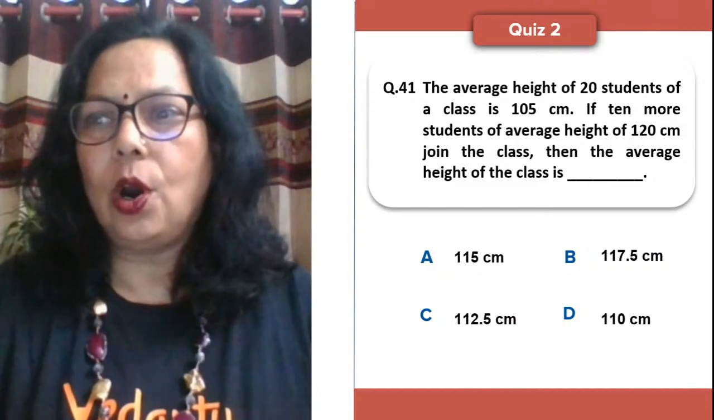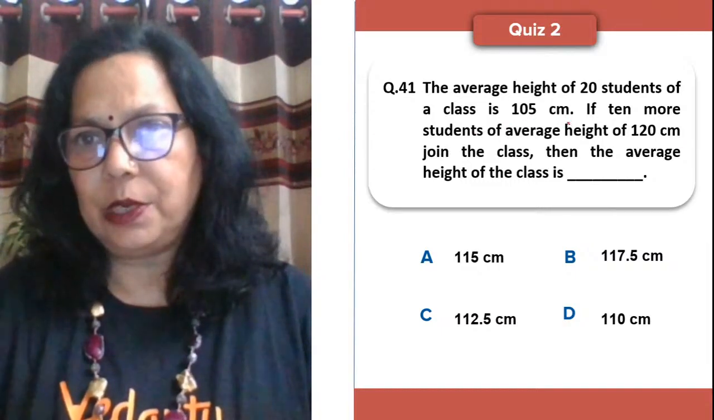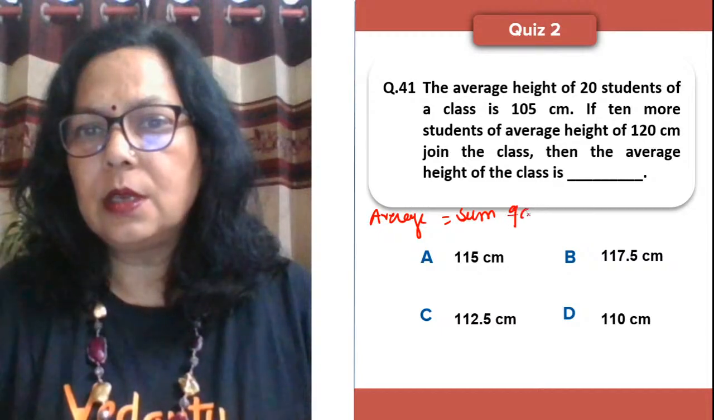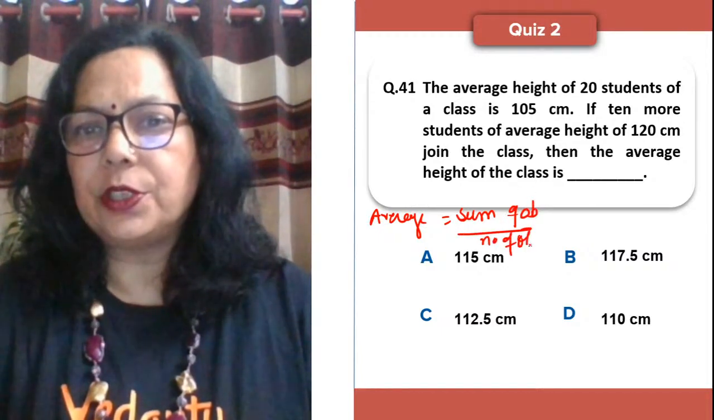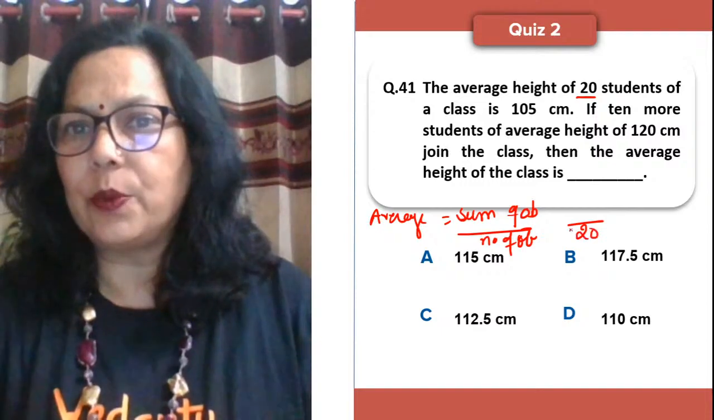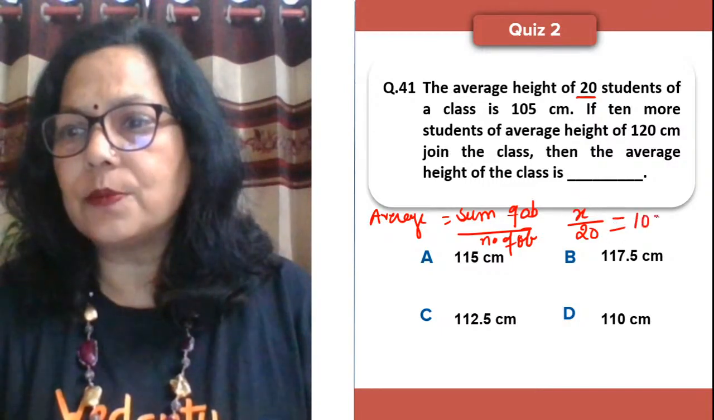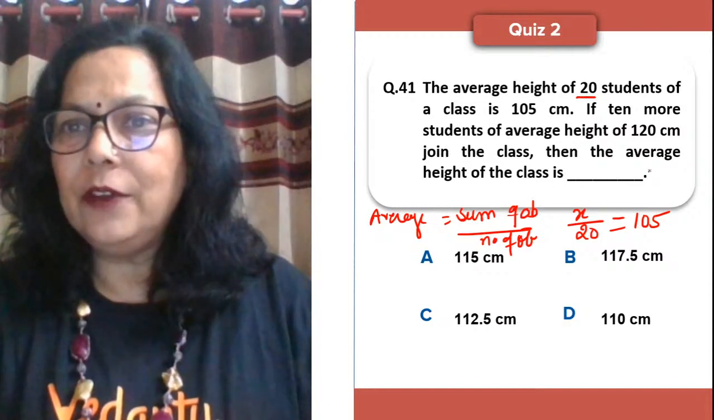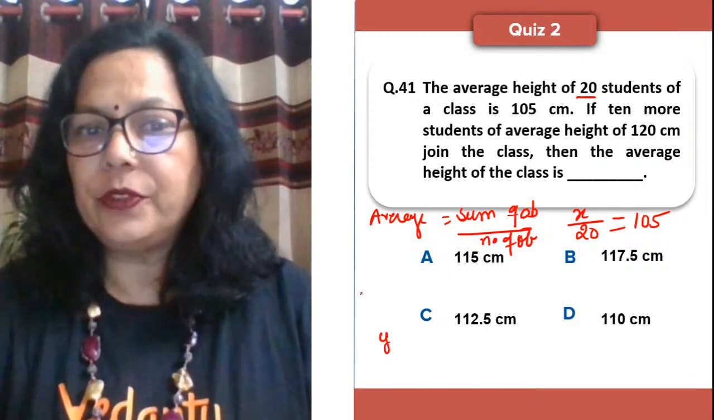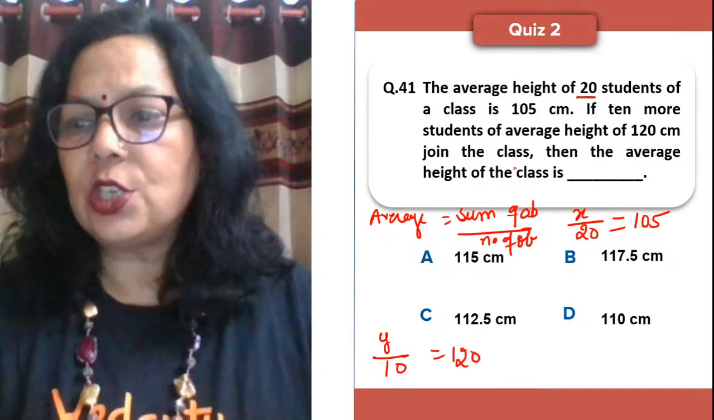The average height of 20 students of a class is 105 centimeters. Average is what? Average is sum of observations upon number of observations. That is called the average. How many observations are here? 20 is the number of observations, and the average of the class is 105. So x is the sum and its average comes out to be 105. Similarly, if 10 more students of average height 120 centimeters join the class, means y, the sum of these, upon 10 students is 120. So what is the average height of the class?